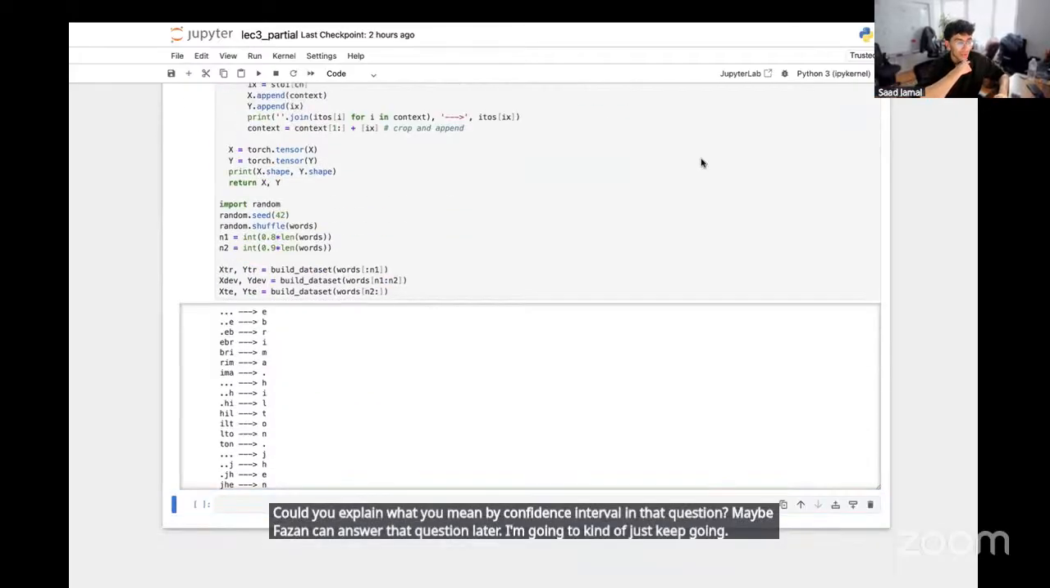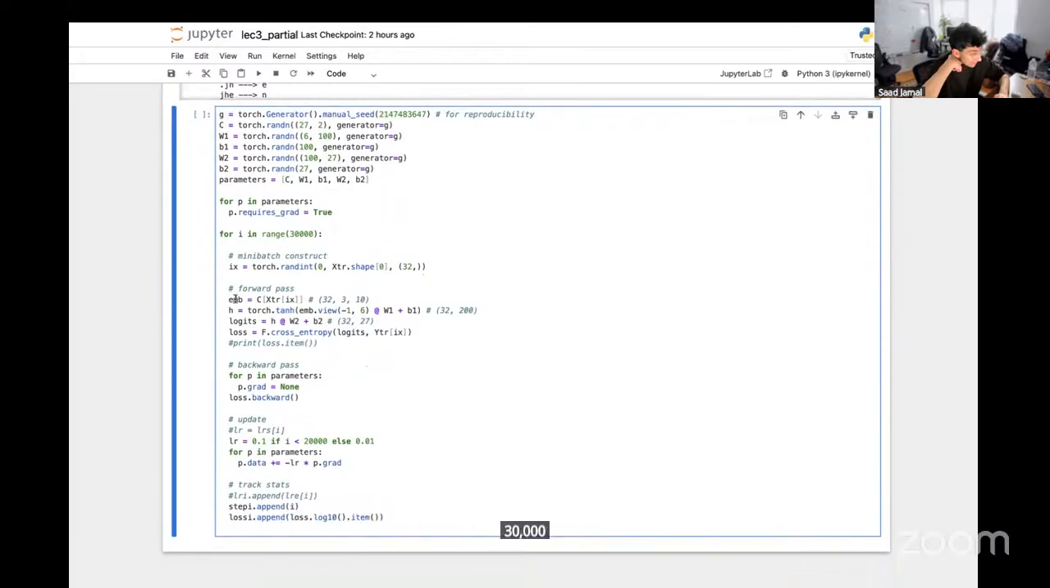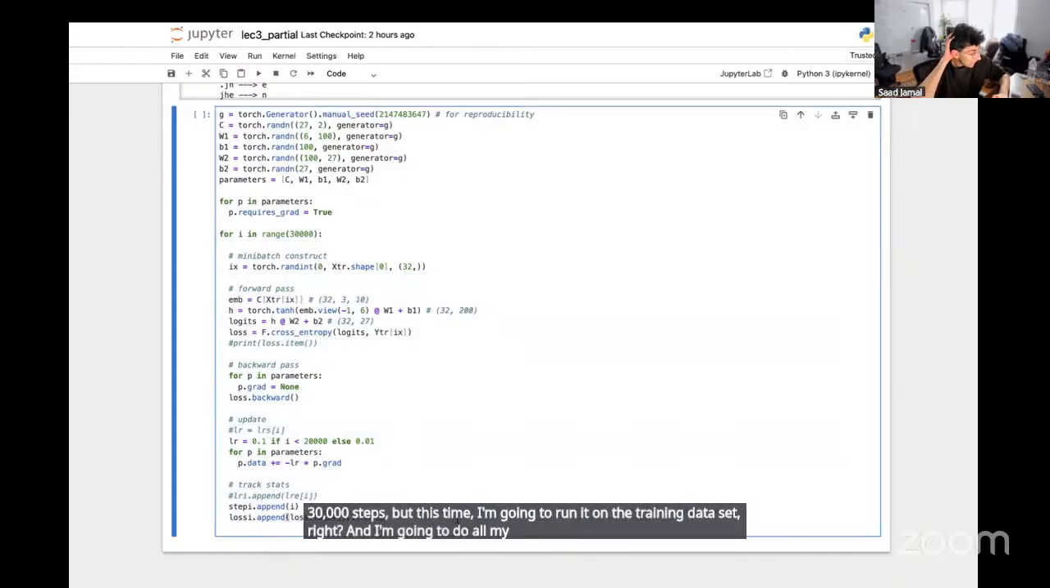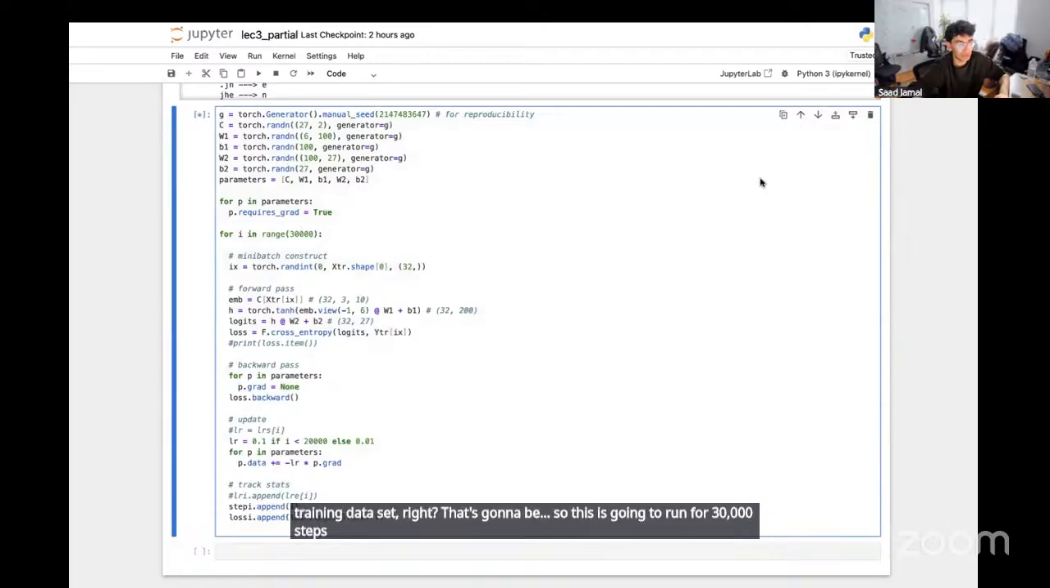Now what we're going to do is we're going to take our same model and we're going to run it. This is the same code that I wrote up above. Same model, 30,000 steps. But this time, I'm going to run it on the training data set, right? And I'm going to do all my forwards and backwards passes only on the training data set, right? So this is going to run for 30,000 steps. Hopefully, that's going to be much faster.